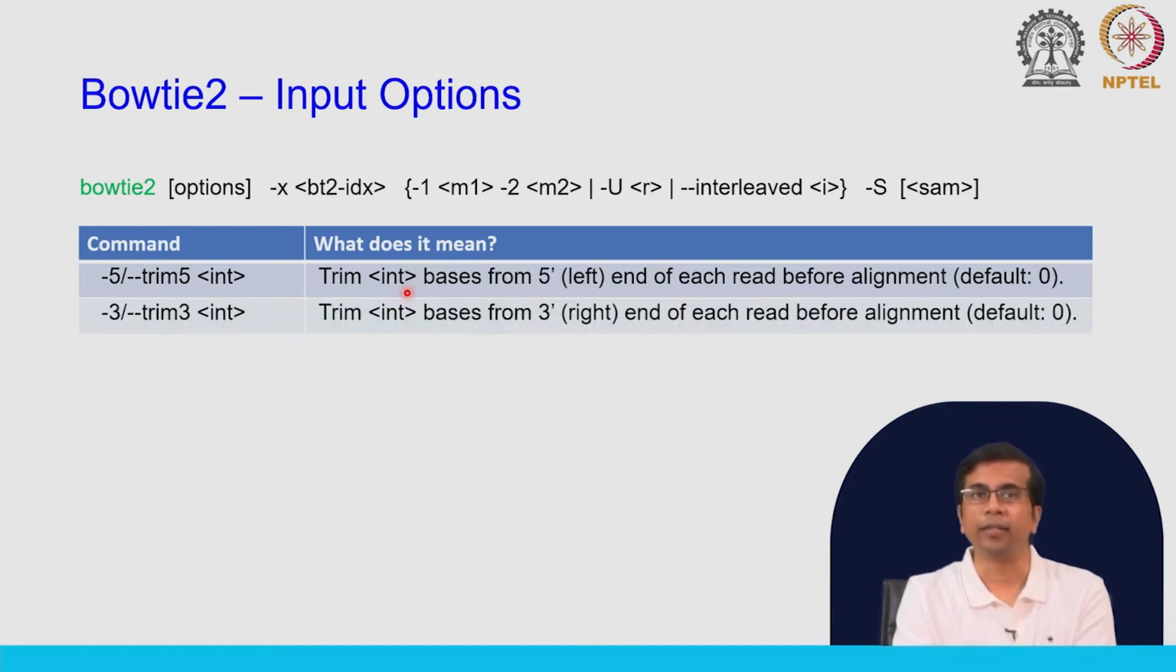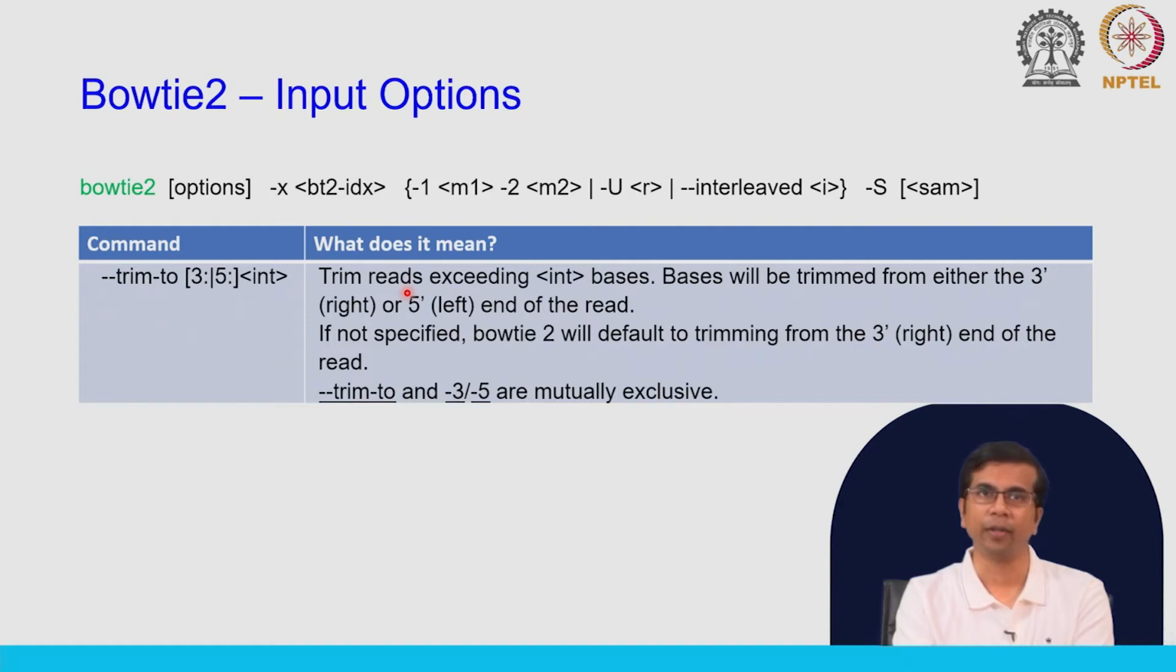And similarly, you have another option which is -3 or minus trim 3, followed by an integer number, and it will do this trimming from the 3 prime end or the right side of the read before it does the alignment. So, again the default is 0.